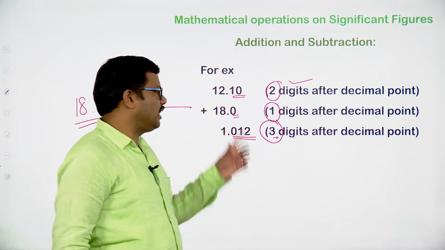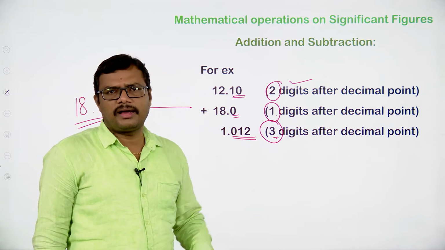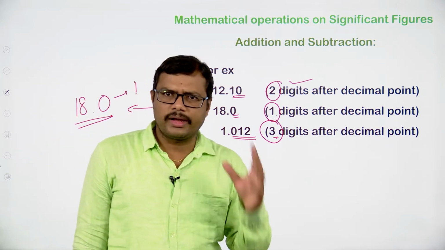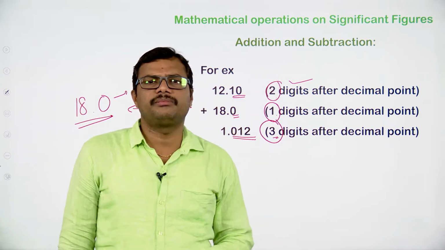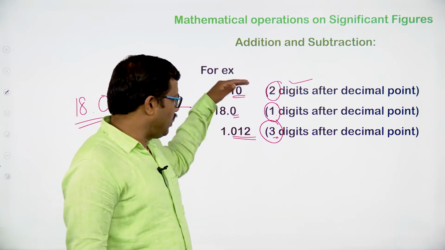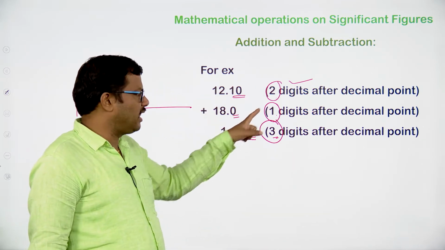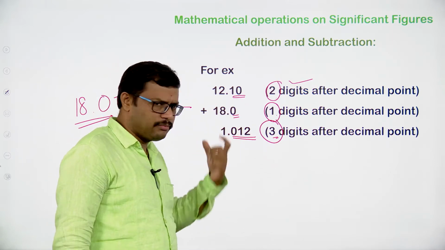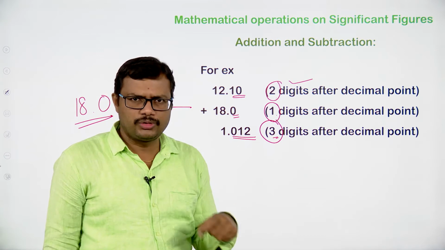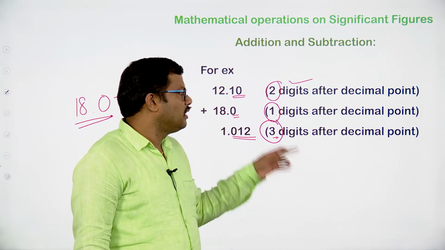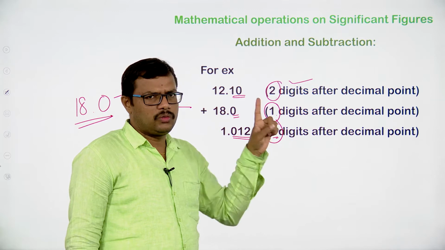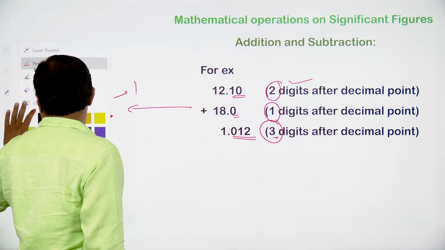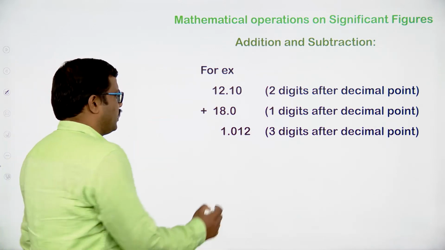So we have to look at the number which has the least number of digits after the decimal point. Among these three numbers, 18.0 has one digit after the decimal point. So when we carry out the addition of these three numbers, I should give the result such that after the decimal point we have only one digit. We have to keep that in mind. Let us carry out the addition process.